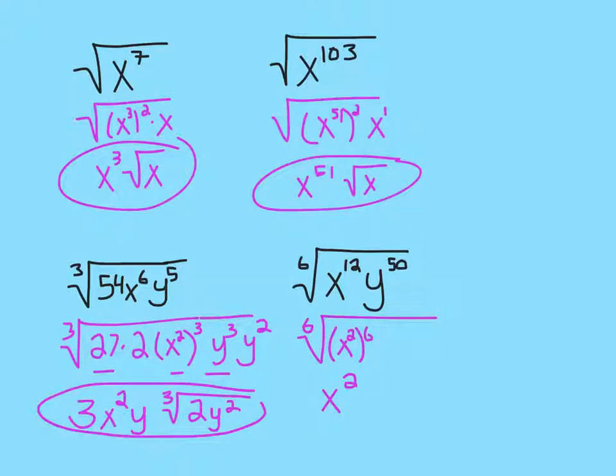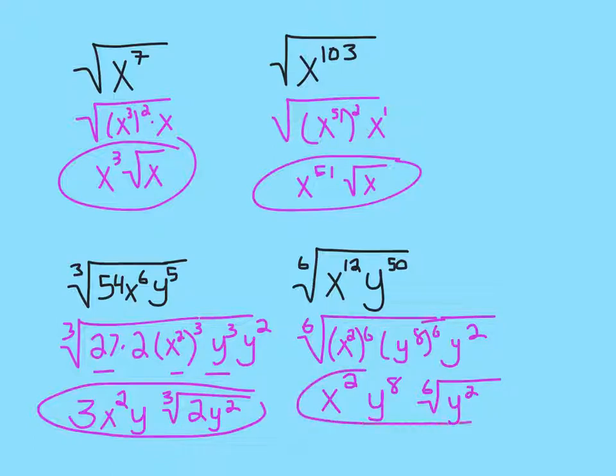With y, 50 divided by 6 is 8, so I will have a y to the 8th on the outside. And whatever the remainder is will go inside, which in this case is 2. That's again because I'm looking for my y's to the 6th. The biggest factor of y's that I can put in there is y to the 8th, but I still have another y squared that's left over and still in my radicand. So my answer is x squared y to the 8th times the 6th root of y squared.